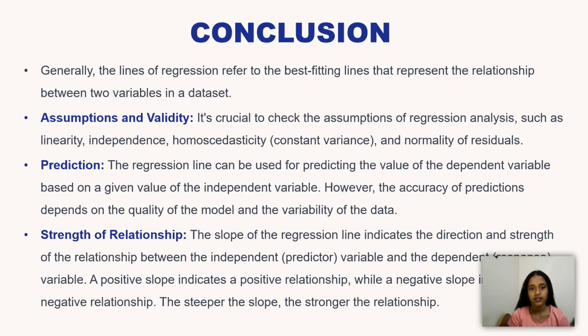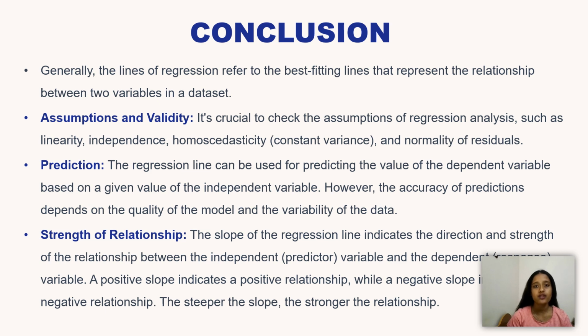Now we have come to the conclusion about the regression analysis. The strength of relationship, that is the relationship between the independent variable and the dependent variable, will be of two types. If the slope is negative, then it will have a negative relationship, whereas a positive slope will indicate a positive relationship. Also, the steeper the slope, the stronger the relationship.